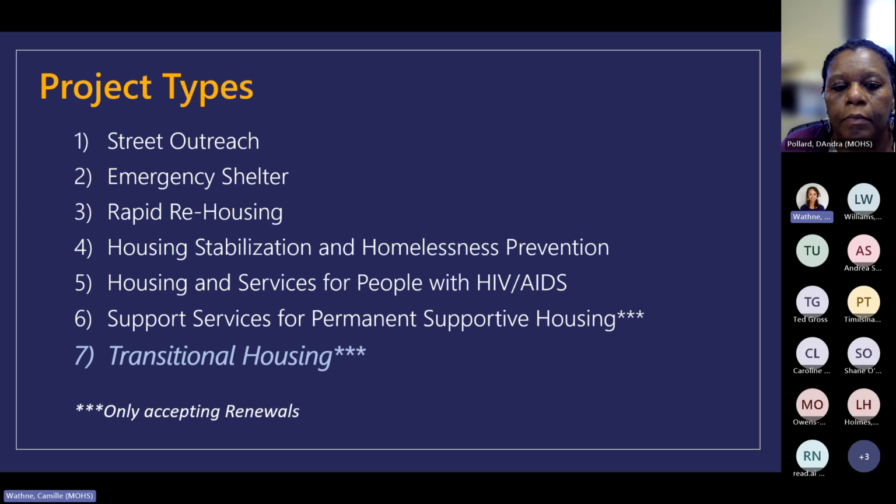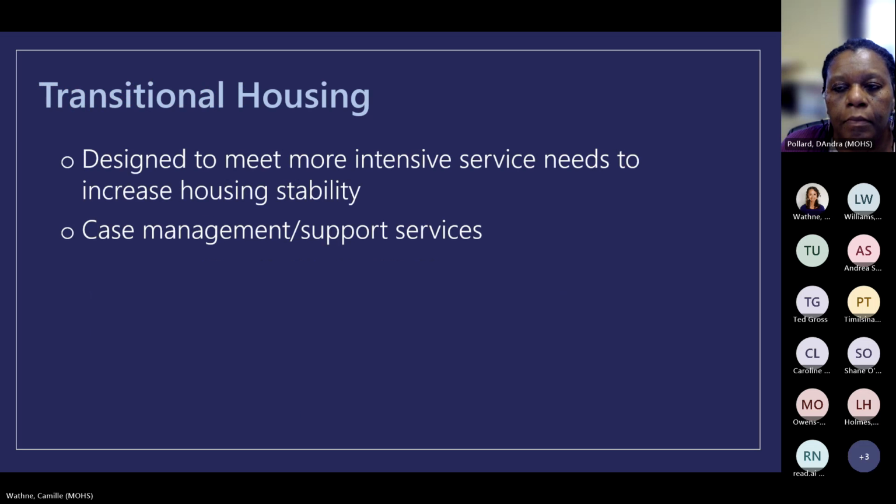Transitional housing is another project type that is only available for renewal applicants. Transitional housing is designed to meet more intensive service needs to increase housing stability with a length of stay between 90 days to 2 years. And there's a focus here on case management and supportive services with a focus on special populations such as veterans, individuals who are surviving domestic violence or fleeing from domestic violence, or unaccompanied youth.